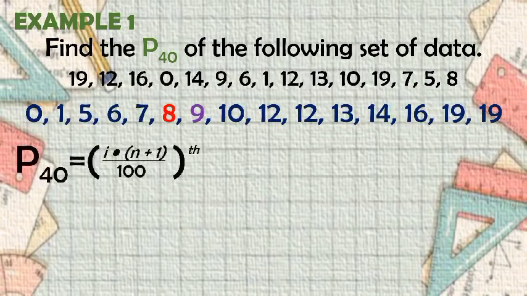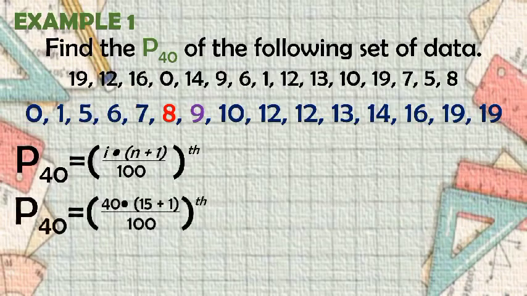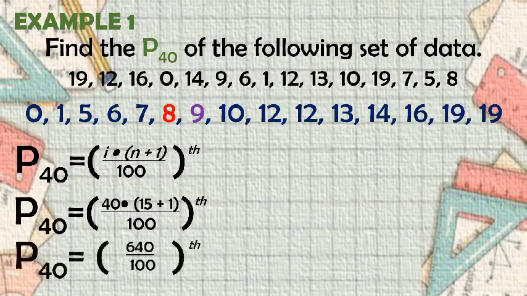Now, this is the formula for finding the percentile 40. So, Ri is equal to 40. So, that is now 40 times 15, the number of samples, plus 1, over 100. So, 15 plus 1 is equal to 16, times 40 is equal now to 640, divided by 100. So, 640 divided by 100 is equal to 6.4. So, 6.4 is between the 6th and 7th data.